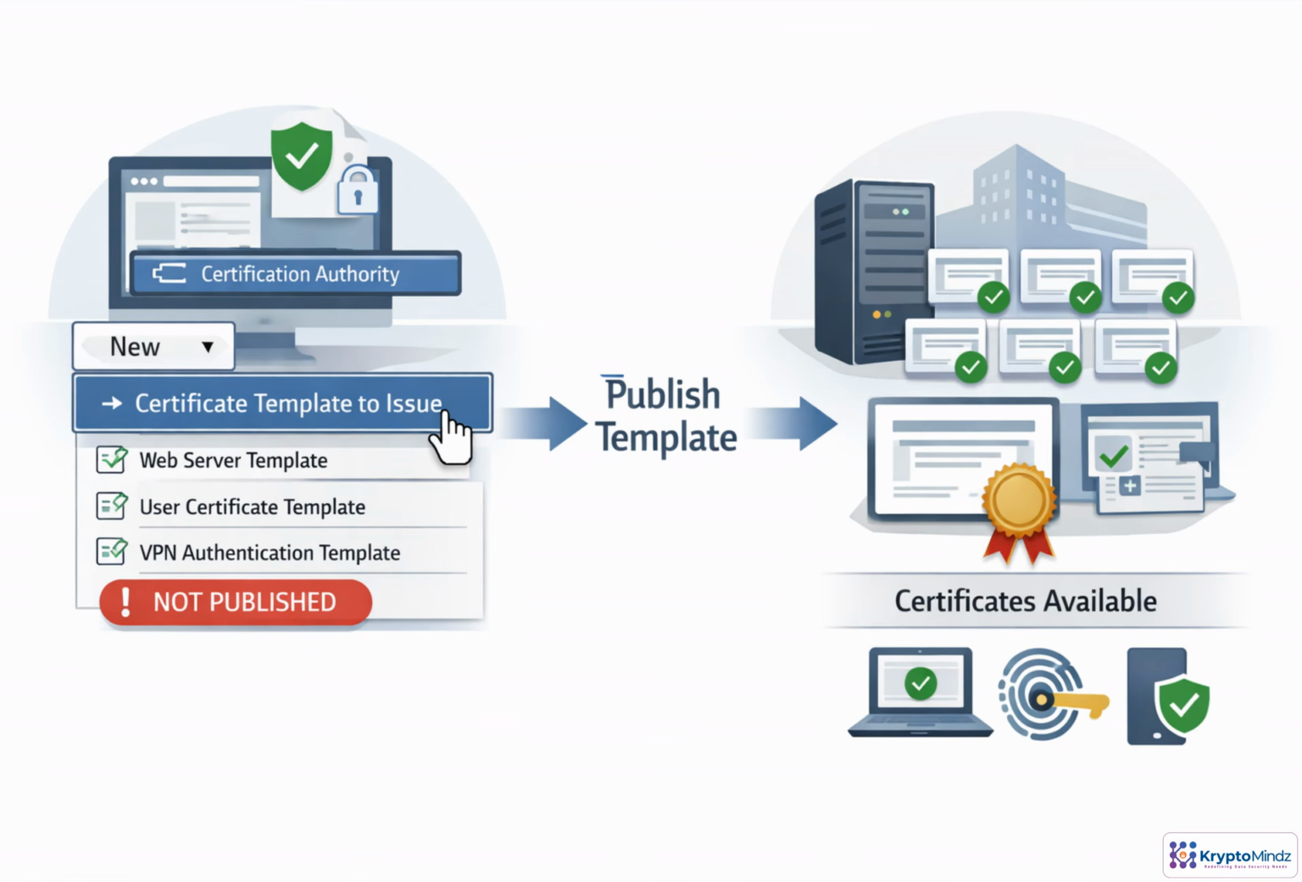After you've duplicated a template, set its permissions, and linked the GPO, there's one last critical step: publishing the template on the Enterprise CA. Until it's published, the CA doesn't know it's allowed to issue that certificate at all. Use the Certification Authority console to add the template to the list of templates to issue. Only then will enrollment, including auto-enrollment, succeed. Always confirm the template appears as available on the CA before troubleshooting anything else.